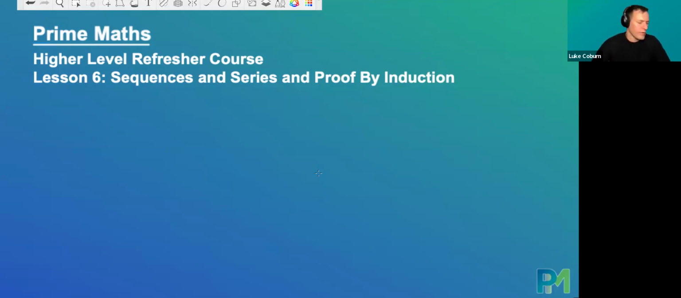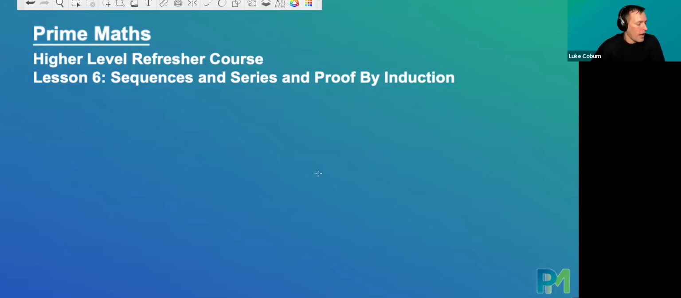When it comes to sequences and series, the main ones that we'll focus on will be arithmetic and geometric sequences and series. They're quite simple, so I'll just explain what they are and why we might like to use them.